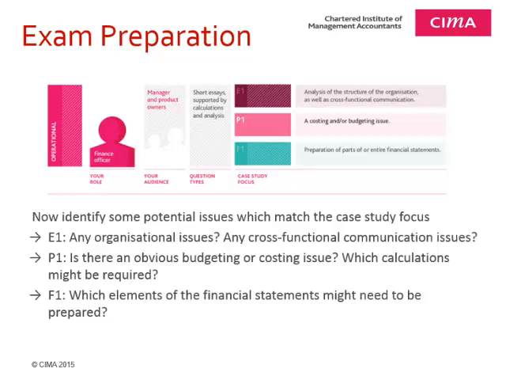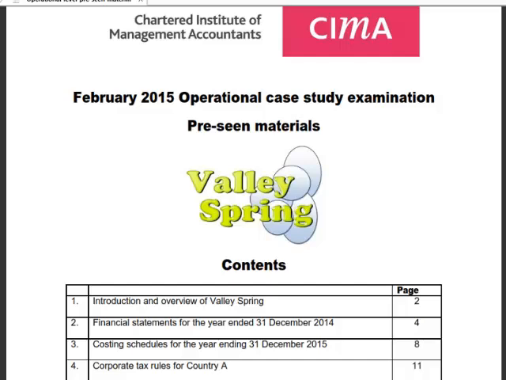So now we're going to have a look at the case study again for the third pass. We're going to mark up some things, but this time we're going to also specifically ask the question, are there any organizational issues? Are there any cross-functional communication issues? Is there an obvious budgeting or costing issue? Which calculations might be required? And which elements of the financial statements might need to be prepared? Let's have a look now at the case study and mark up as if we were doing it for the third time.